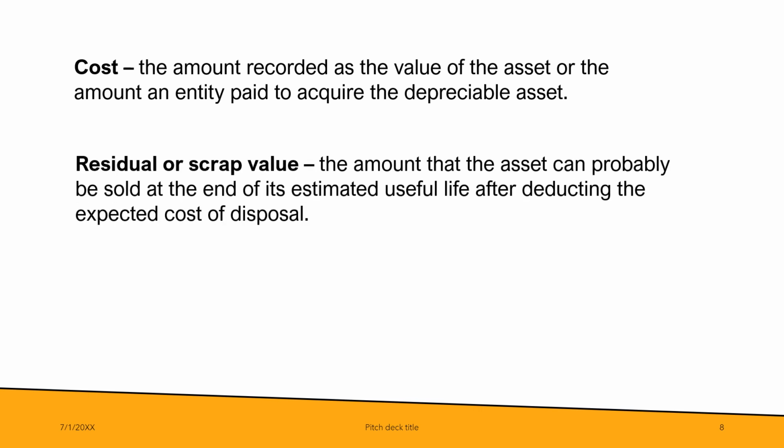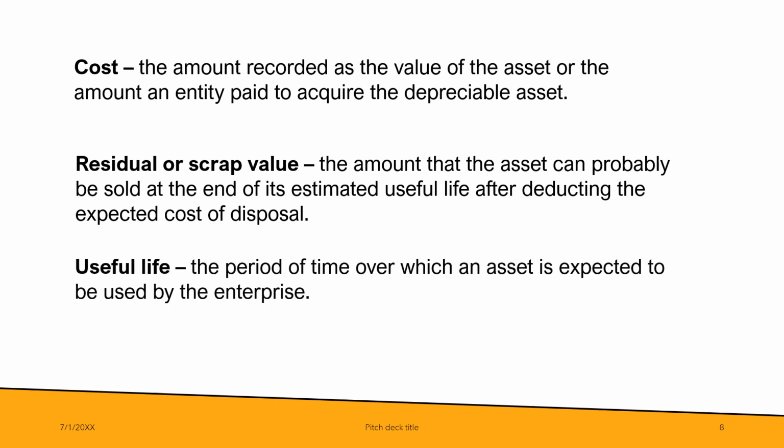What about residual or scrap value? This is the amount that the asset can probably be sold at the end of its estimated useful life after deducting the expected cost of disposal. So assuming you have this machinery and equipment, and at the end of its estimated useful life, which is 10 years, it can still be sold, let's say for 4,000. So that 4,000 is actually the amount that this machinery and equipment can be sold at the end of its estimated useful life. And how about useful life? This is the period of time over which an asset is expected to be used by the enterprise.